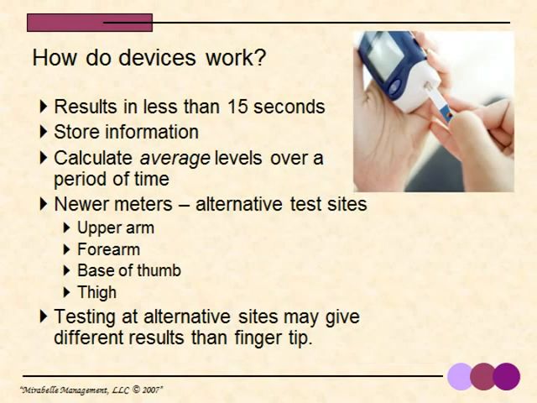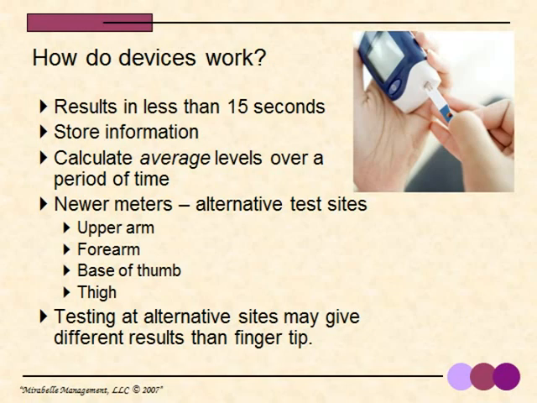Current devices provide results in less than 15 seconds and can store information. Meters can also calculate average levels over a period of time. Some of the newer meters allow testing sites other than the fingertip, such as the upper arm, forearm, base of the thumb, and the thigh.